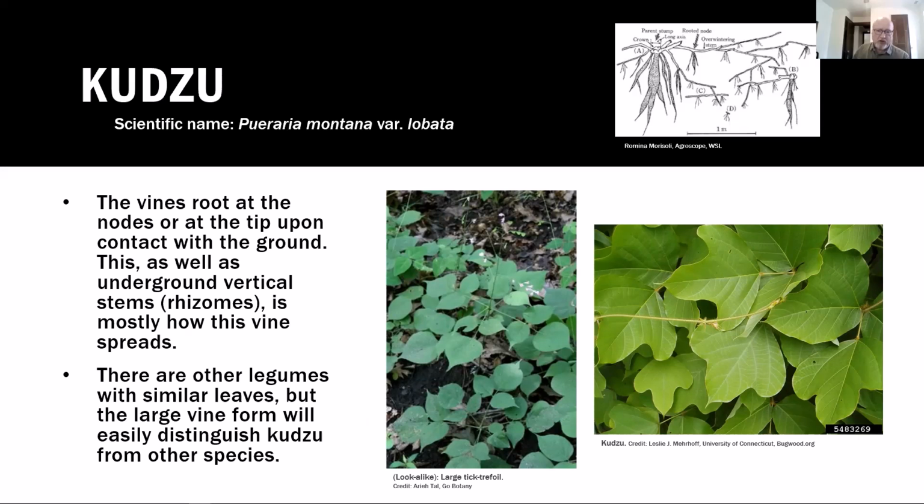So in terms of lookalikes, well, it's a vine. So even though that large trefoil on the left looks almost exactly like the kudzu leaves from the previous slide, in terms of that acuminate tip and their three-parted compound leaves, it's a little herb. So you're not likely to mistake it. Next.